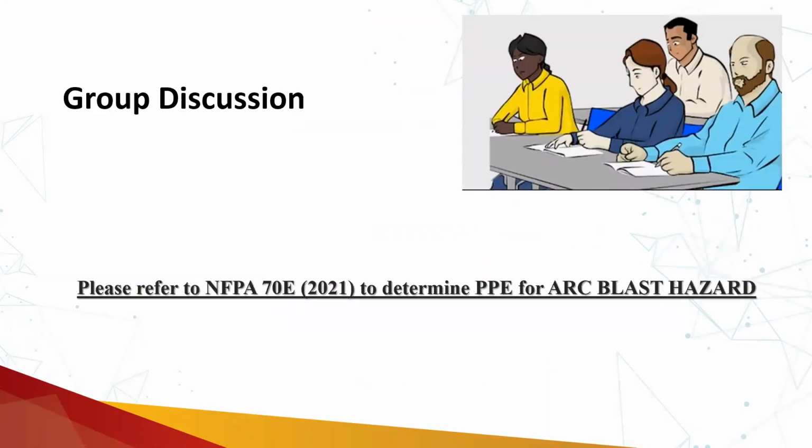Okay, now as we have seen different examples of personal protective equipment up till now, please refer to the NFPA 70E standard 2021 to determine PPE for the arc blast hazard. We have seen that the personal protective equipment basically covers only the shock hazard and arc flash hazard. There is no personal protective equipment available which will cover the arc blast hazard.